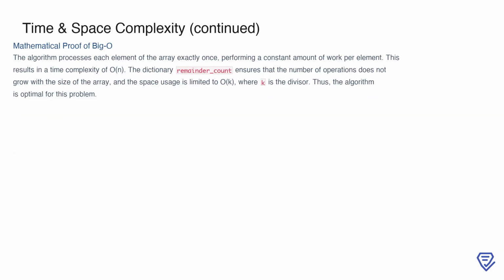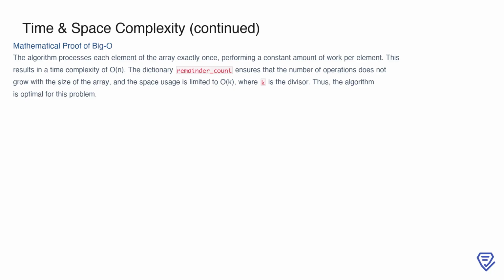To mathematically confirm the big O complexity, consider how the algorithm processes the input. Each element in the array is visited exactly once, and a constant amount of work is done for each element. This ensures the time complexity is O(n). Additionally, the dictionary remainder_count is used to store remainders modulo k. The size of this dictionary is at most k, meaning the space complexity is O(k).